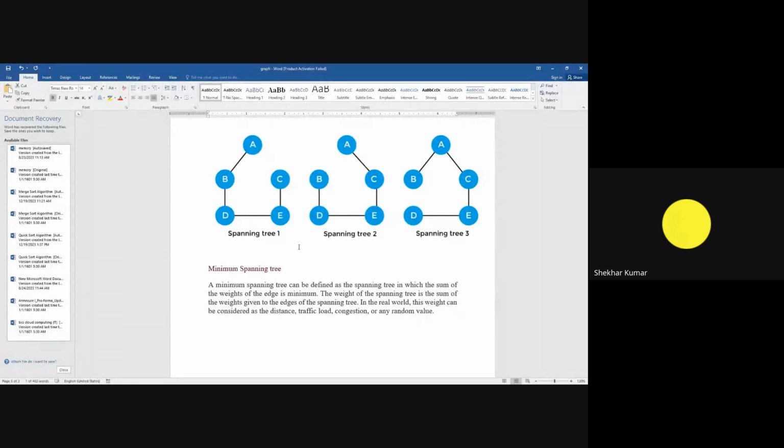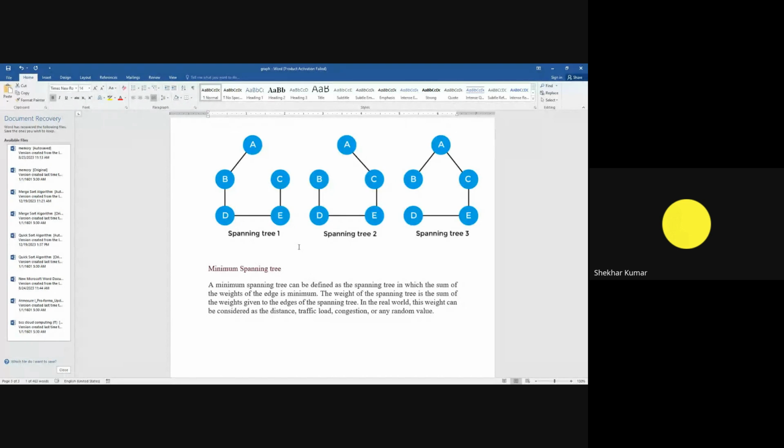The weight of the spanning tree is the sum of the weights given on the edges of the spanning tree. So the total summation of all the edges associated with these vertices will be minimum. So the cost of that spanning tree will be minimum. If the cost of that spanning tree is minimum, then that spanning tree is called the minimum spanning tree.